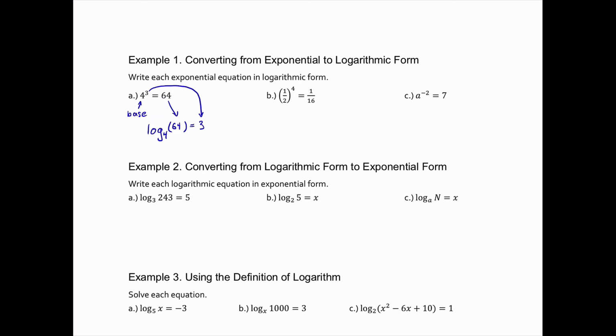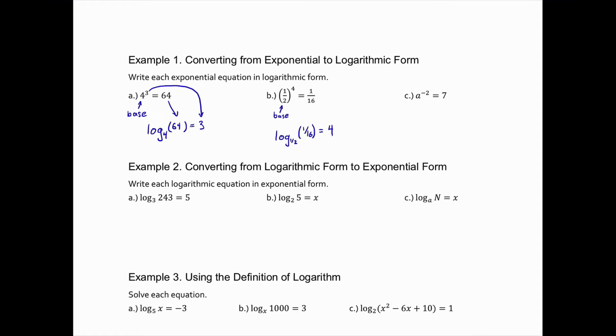Here we have a few more complicated examples, but don't let the fractions scare you. It's the same process. So again, what is the base here? The base is 1/2. So I'm going to have a log base 1/2. And again, notice how that 1/2 is small at the base of the logarithm. I will then go to the other side to get the 1/16. So 1/16 is the input to this logarithmic function, and that would be equal to 4.